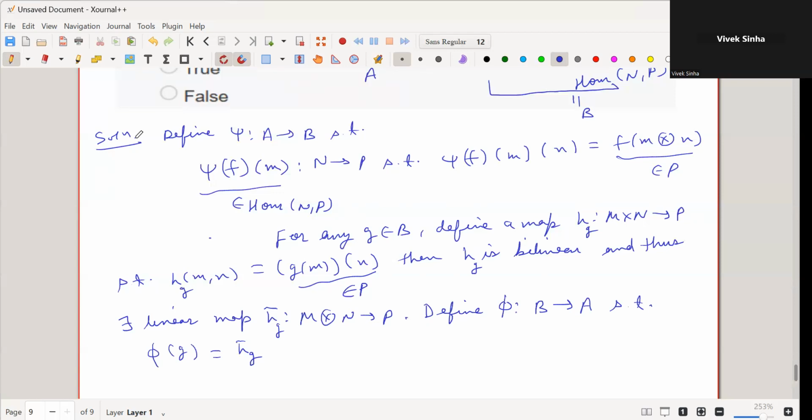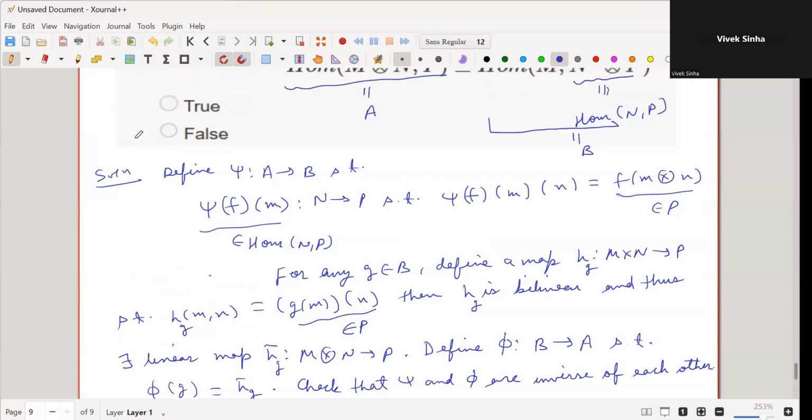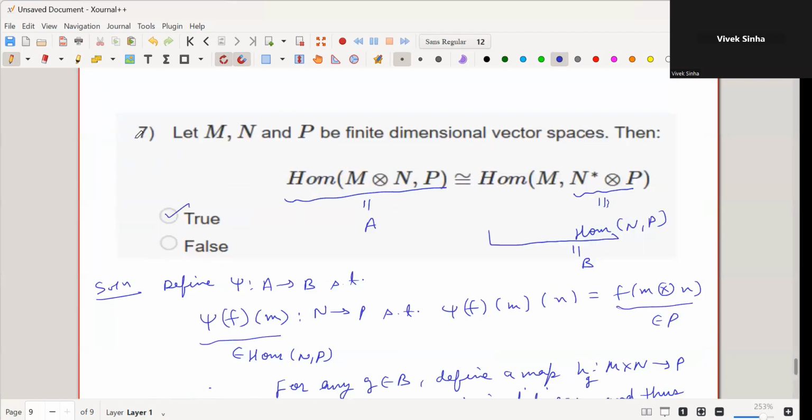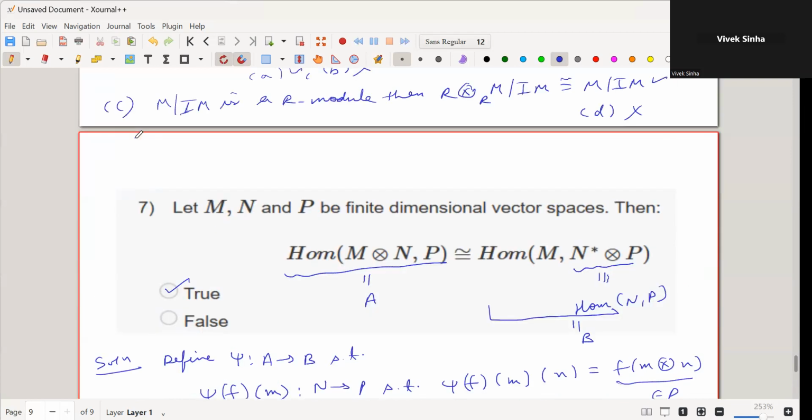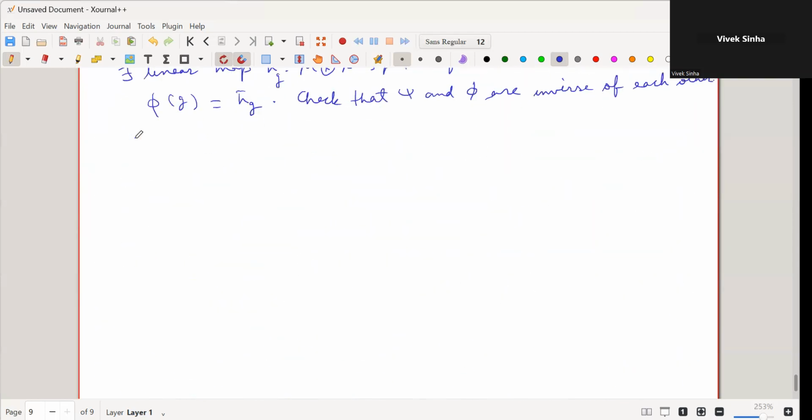Okay. So one has to check that the psi and phi are inverse of each other. So A and B are isomorphic. Okay, which means these two are isomorphic and that this is true. And I will just say one line for the last question and then stop.